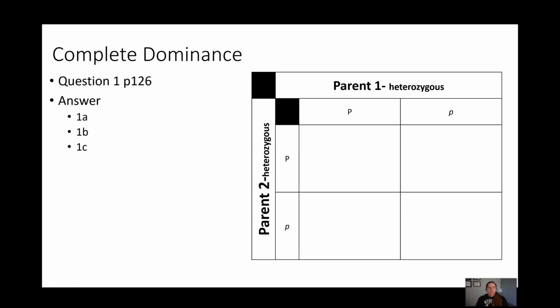Okay, so now before we move on to more complicated Punnett square questions, let's do one more Punnett square problem based on this idea of complete dominance. We have a gene that only has 2 allele possibilities, and one of those possibilities is always dominant to the other. So let's skip ahead to page 126 and try practice problem number 1 on page 126.